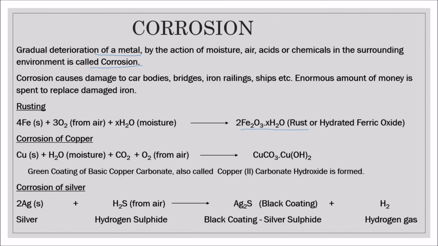So what is being formed? There's a mixture of two substances, two compounds. One is CuCO3, that is copper carbonate. Second is Cu(OH)2, that is copper hydroxide. The mixture of the two is also known by the name of basic copper carbonate or copper(II) carbonate hydroxide. Third example is corrosion of silver. Silver reacts with hydrogen sulfide from air, and as a result a black coating of silver sulfide is formed on it.